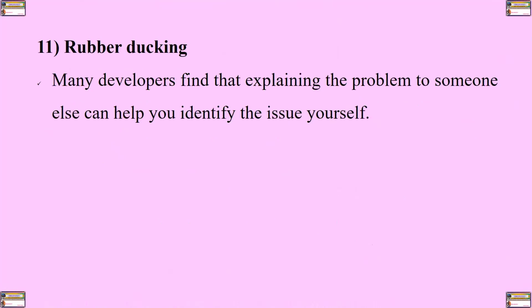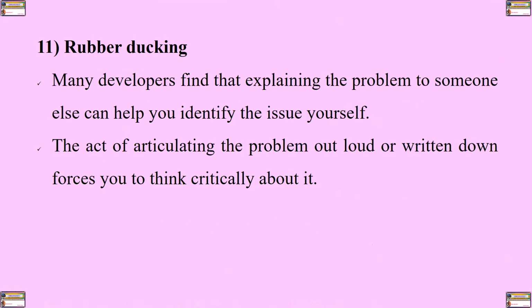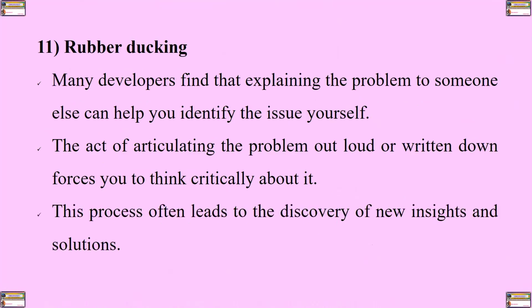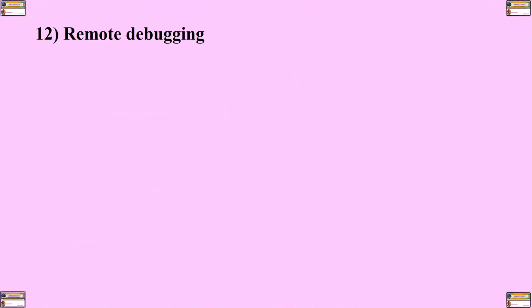The 11th method is called rubber ducking. Many developers find that explaining the problem to someone else can help them identify the issue themselves. The act of articulating the problem out loud or written down forces you to think critically about it. This process often leads to the discovery of new insights and solutions.